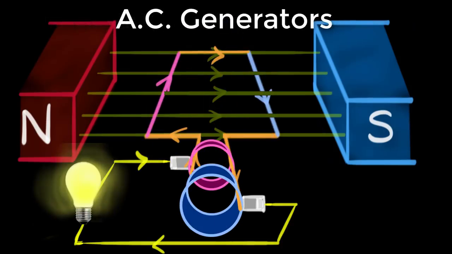Finally, what if we want to build a DC generator, where we don't want the current direction to change? We want it to remain the same throughout. Let's say in this direction. How do we do that?